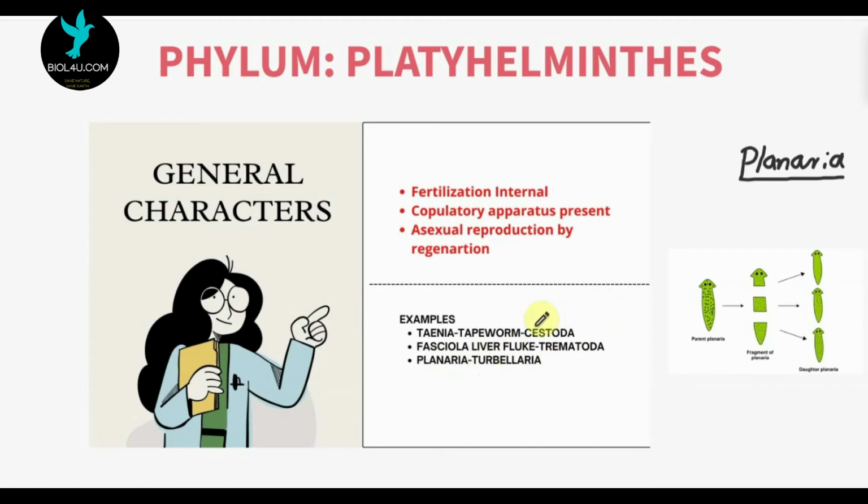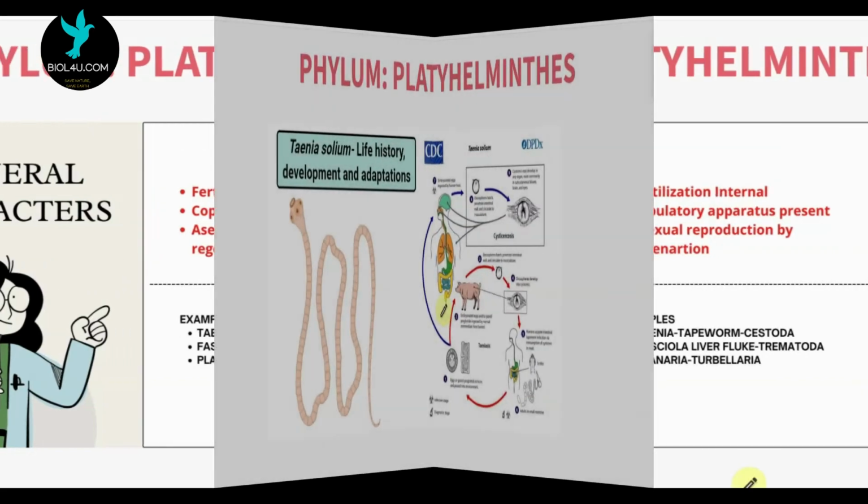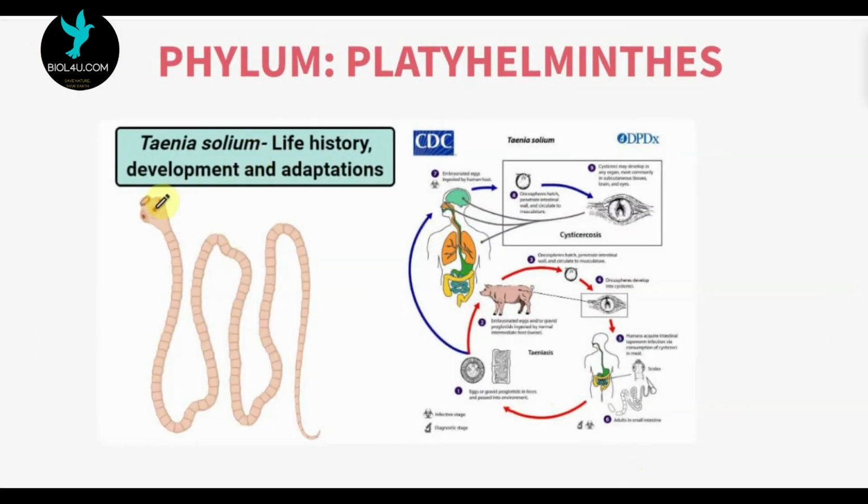Okay, so let us take Taenia and Fasciola. We already saw the ability of the Planaria to reproduce asexually, that is the regeneration method, and the highest power of regeneration is present in the Planaria. So let us take the other two examples, Taenia and Fasciola. This is the Taenia. This organism is called a tapeworm, or zoologically it is known as Taenia solium. Okay, so what are the different parts of Taenia solium?